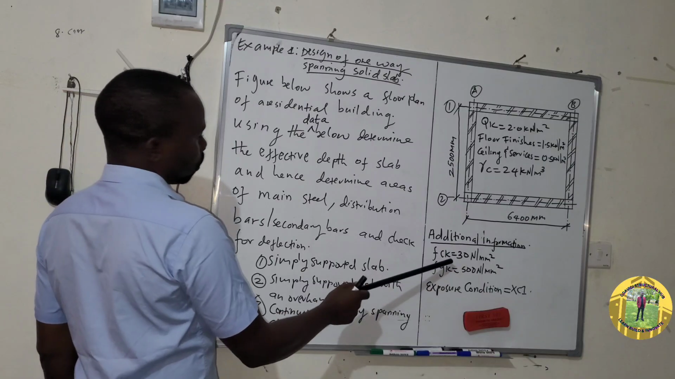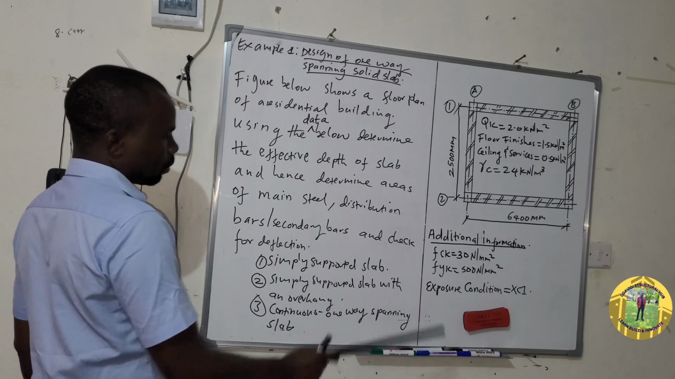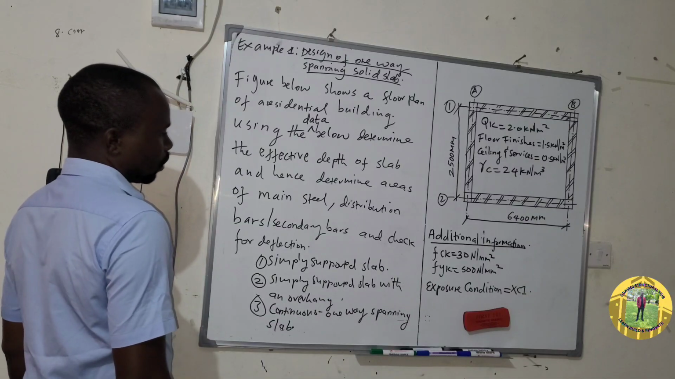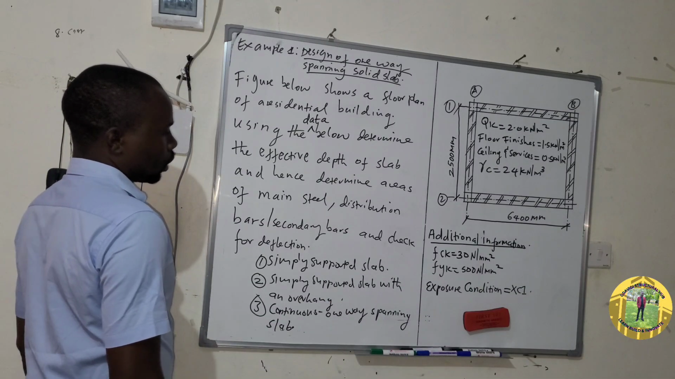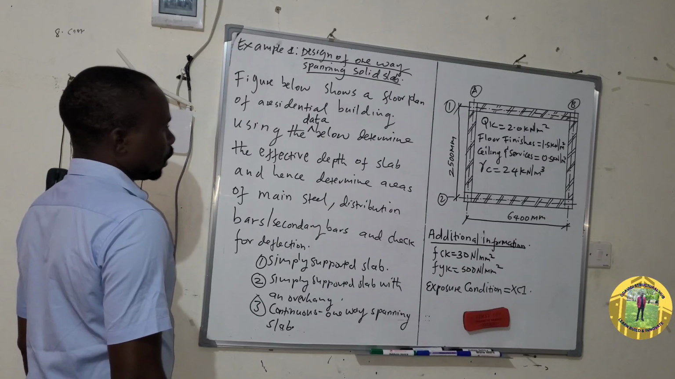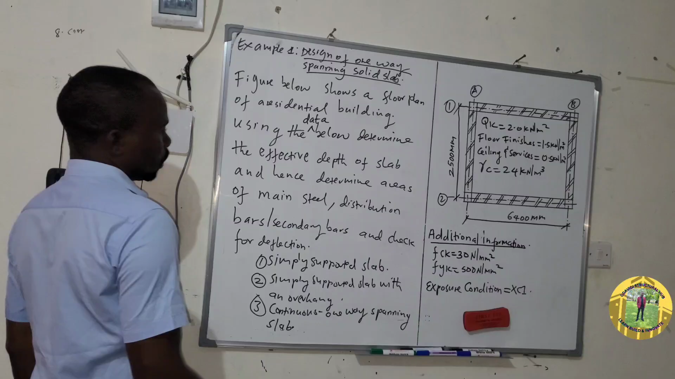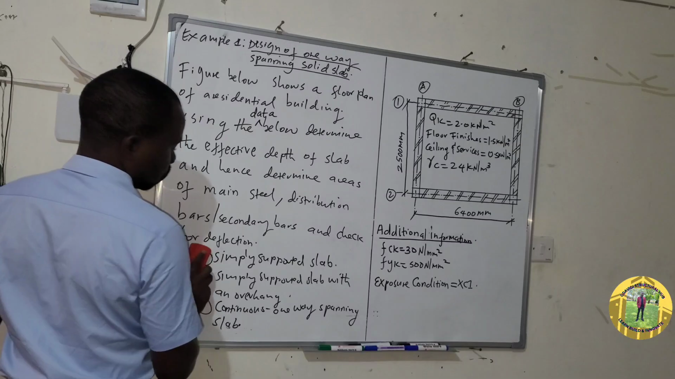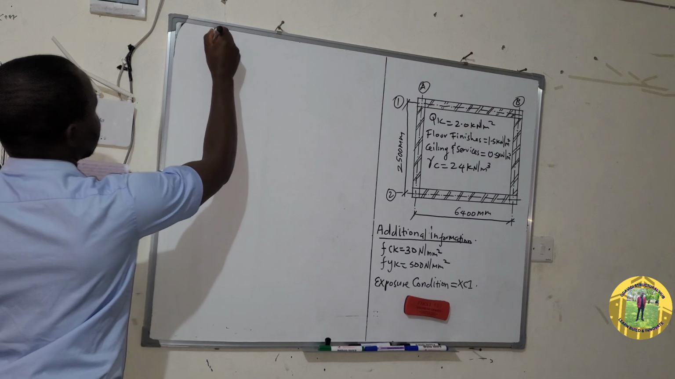Additional information, FCK is equal to 30 Newton per millimeter square, FYK 500 Newton per millimeter square, and exposure condition is equal to XC1. So let's see how we can tackle such a question. Solution.